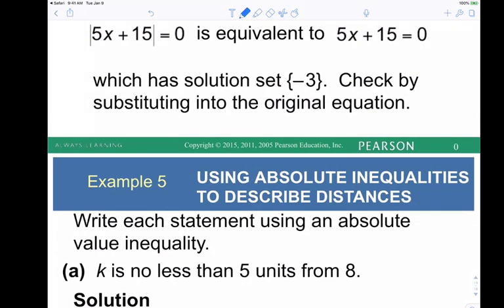Write the statement using an absolute value. It says K is no less than 5 units from 8. So that means that K is going to be equal to 8 plus or minus 5, right? So it's either down by 5 or up by 5. If we translate this sentence directly, we're saying K is 8 plus or minus 5. Let's isolate that plus or minus.